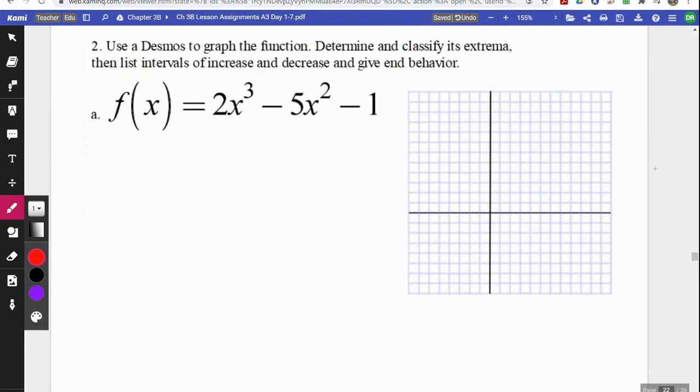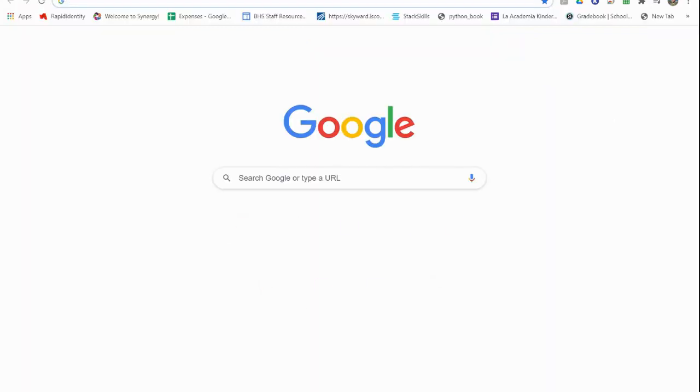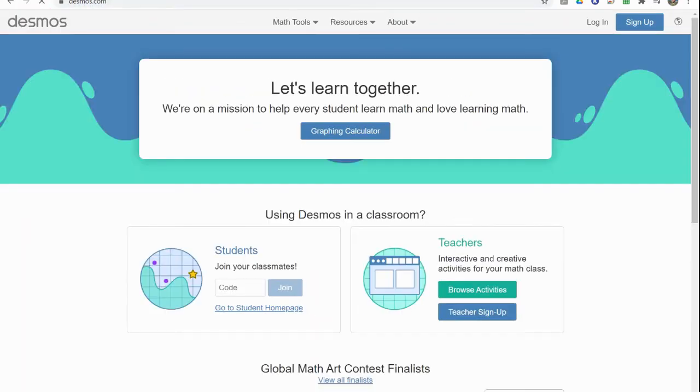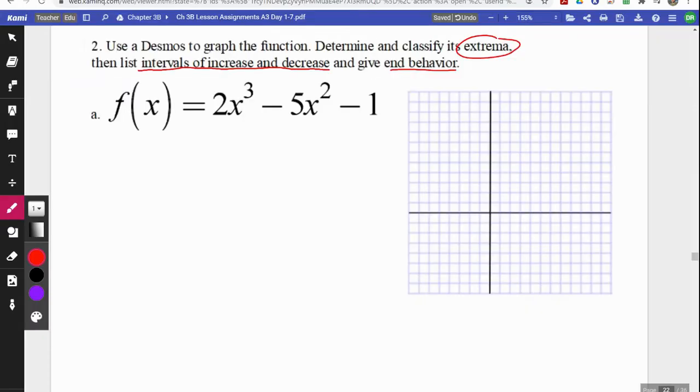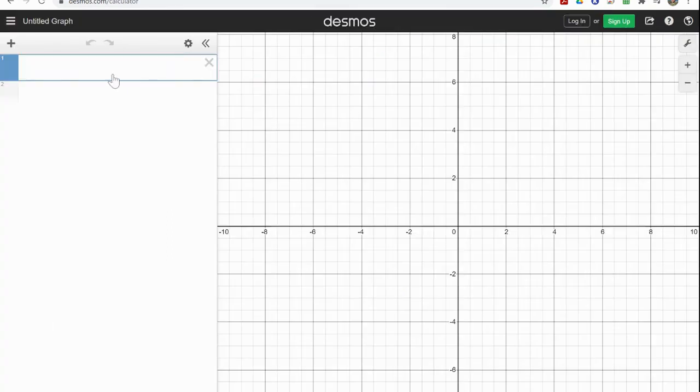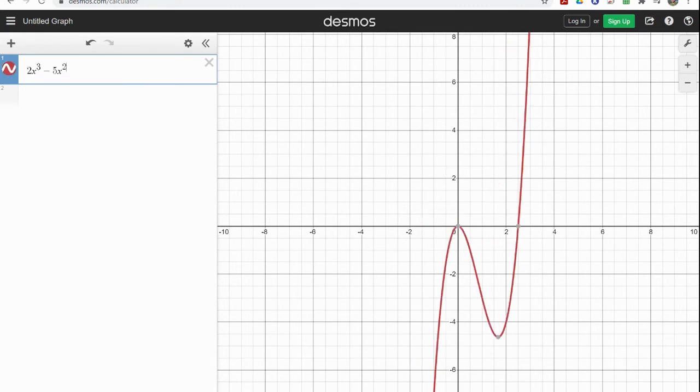Okay. Use a Desmos graph. Use Desmos to graph a function. Determine and classify its extrema. Then list the intervals of increasing or decreasing and give the end behavior. Whew, that's a lot. There's three things: extrema, intervals of increasing and decreasing, and then end behavior. So we want to just see what this looks like on Desmos. And so we've got to type this in. 2x to the third minus 5x squared minus 1.